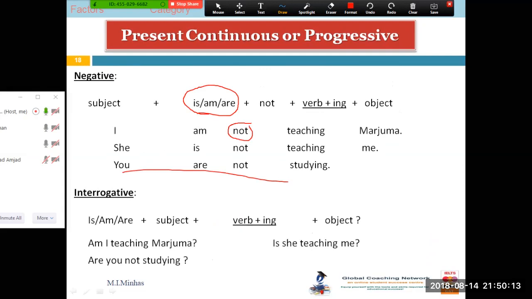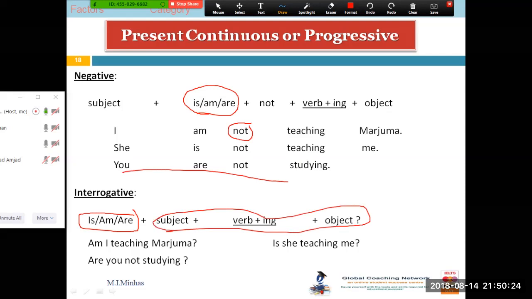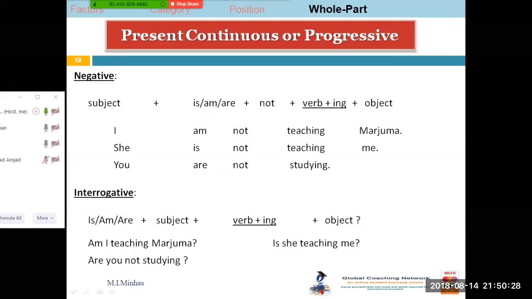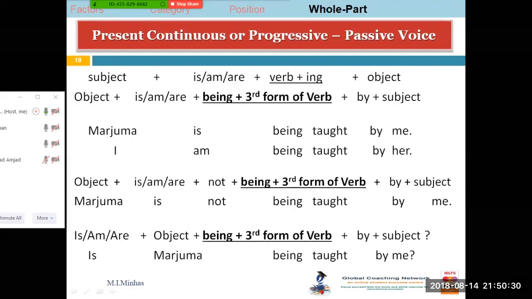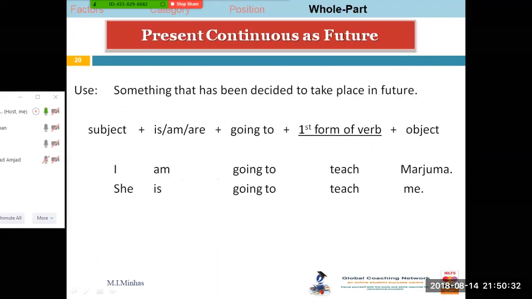And if we want to make it an interrogative sentence, in that case, we bring is, am, are in the beginning, and the rest is the same. So that was about present continuous tense, but I want to highlight one very different use of present continuous tense, and that is present continuous tense is sometimes used as future tense.